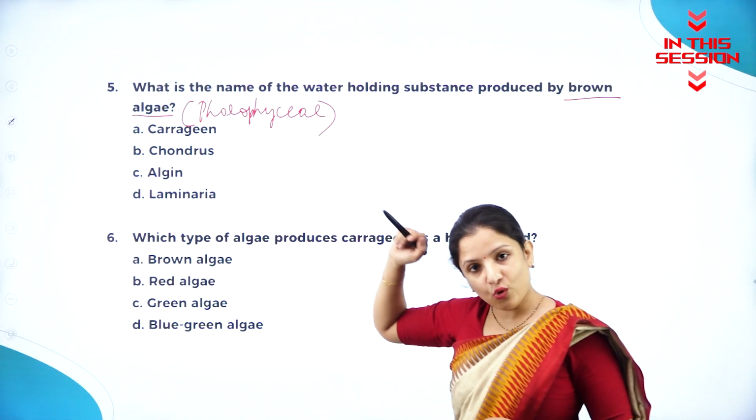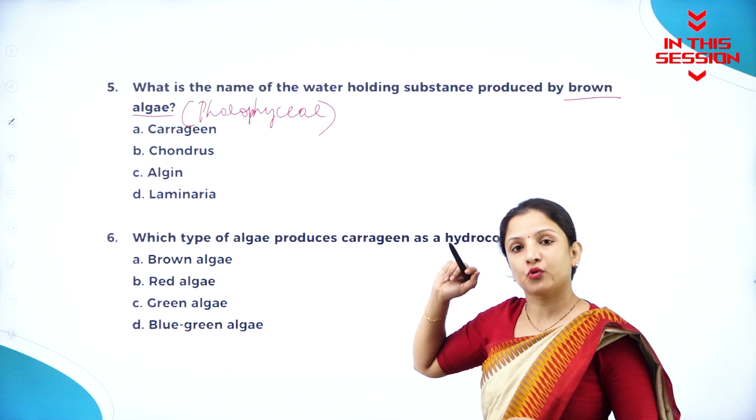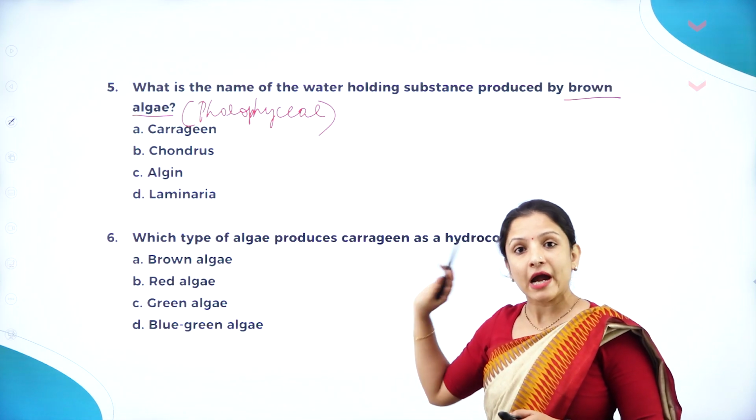Carrageen and algin both are hydrocolloidal in nature. They produce the water holding substance called hydrocolloid in them.